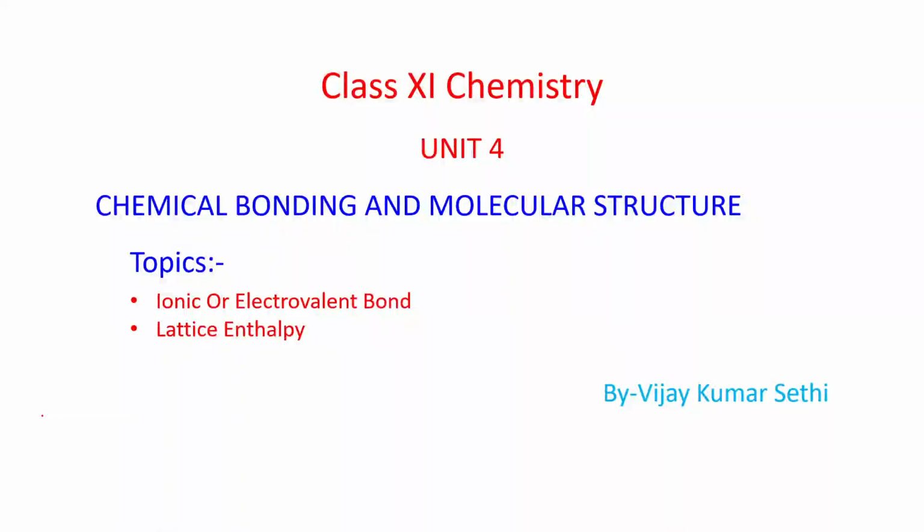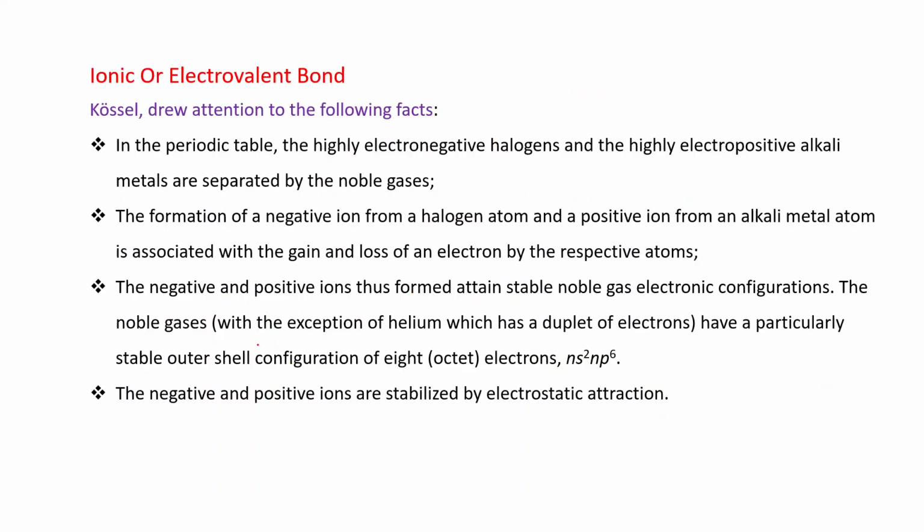Class 11th Chemistry, Unit 4, Chemical Bonding and Molecular Structure, and in this video we will discuss ionic or electrovalent bond and lattice enthalpy. First, coming to ionic or electrovalent bond, Kossel drew attention to the following facts.